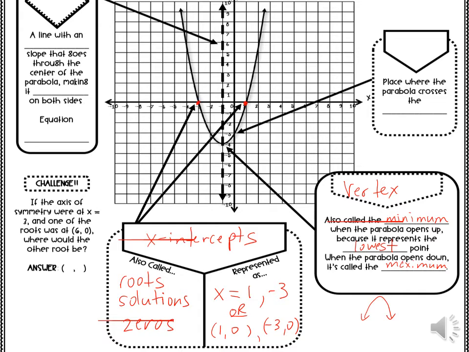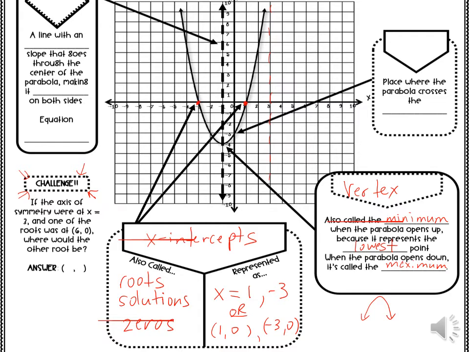So that pretty well does it for all of the key terms that you're going to see in this first bit of quadratics for a parabola. Now I have a little bit of a challenge here. We're going to talk about this and see if we can come up with the right answer. If the axis of symmetry were x equals 3, so I'm going to put a dashed line, remember axis of symmetry, dashed vertical line.